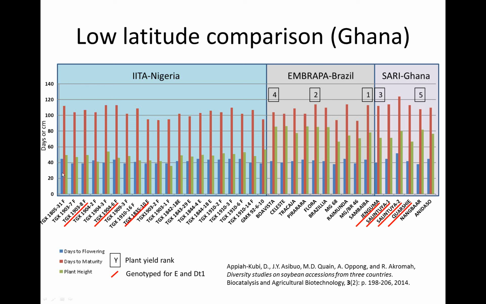And I have listed here in the first set of these 3 columns for each of the lines the days to flowering in blue, the days to maturity in red, and then plant height in centimeters here in green.